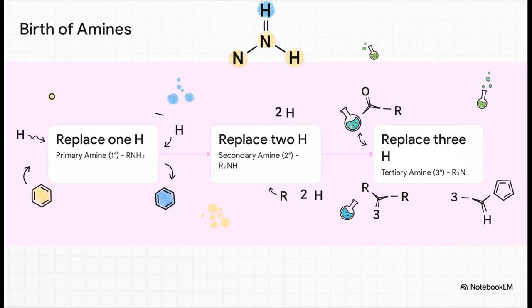Okay, so what happens when our ammonia parent starts having kids? Simple. It just swaps out its hydrogen atoms for some other groups, like alkyl or aryl groups. If you replace just one hydrogen, you get a primary amine. That's the first child. Replace 2 hydrogens, you get a secondary amine. And if you go ahead and replace all 3, well, you get a tertiary amine. That's it. Primary, secondary, and tertiary. 1 degree, 2 degree, and 3 degree.